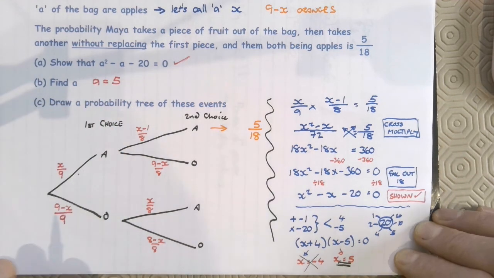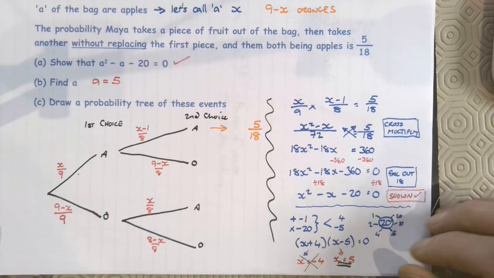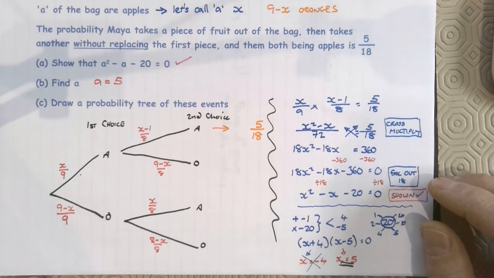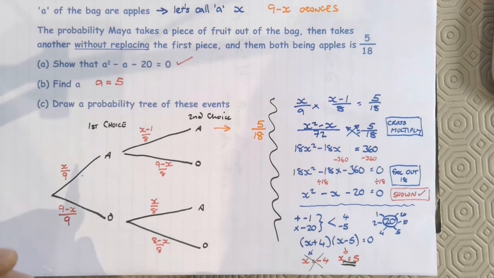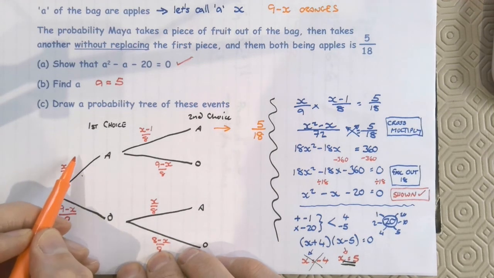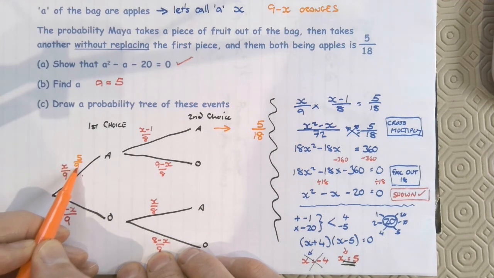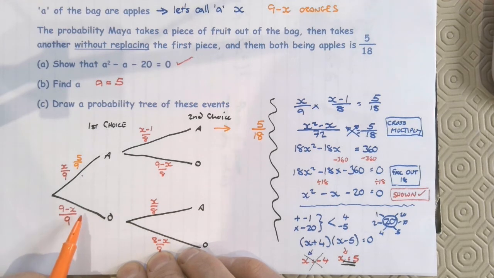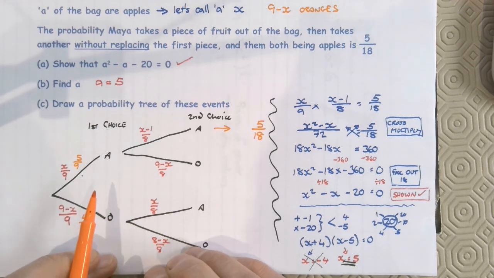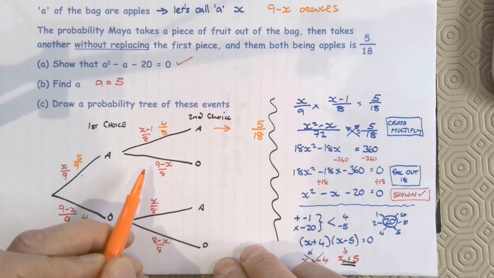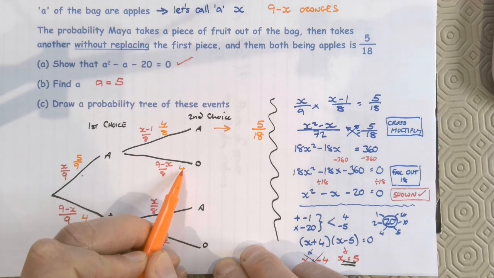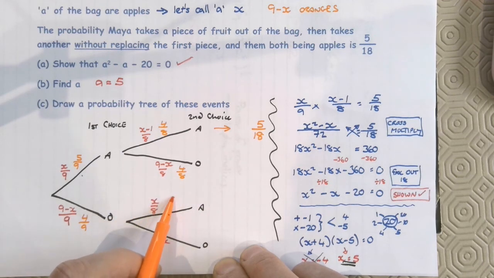A is 5. Okay, so now to complete the probability tree, basically we're going to turn all the algebra into numbers by substituting x is 5. So that just becomes 5 on 9. That's 9 minus 5, so 4 on 9. 5 take 1 is 4, that's 4 on 8. Then 5 on 8, and 3 on 8. Okay.